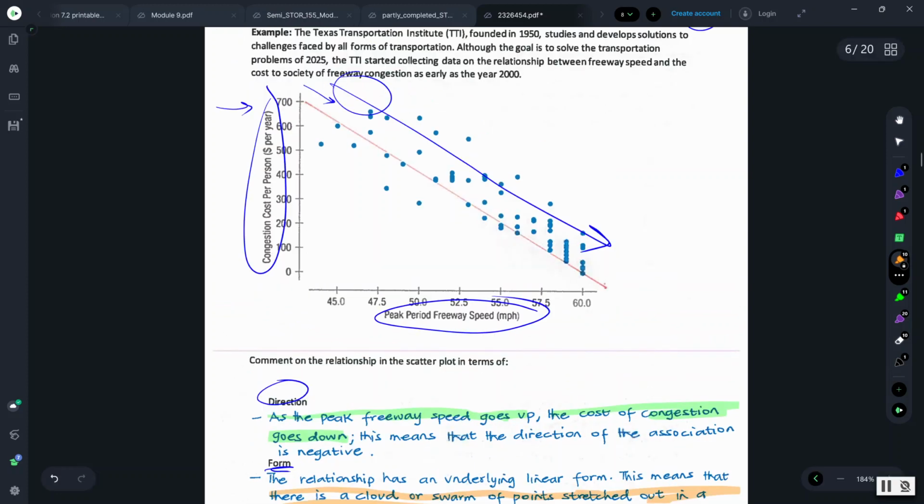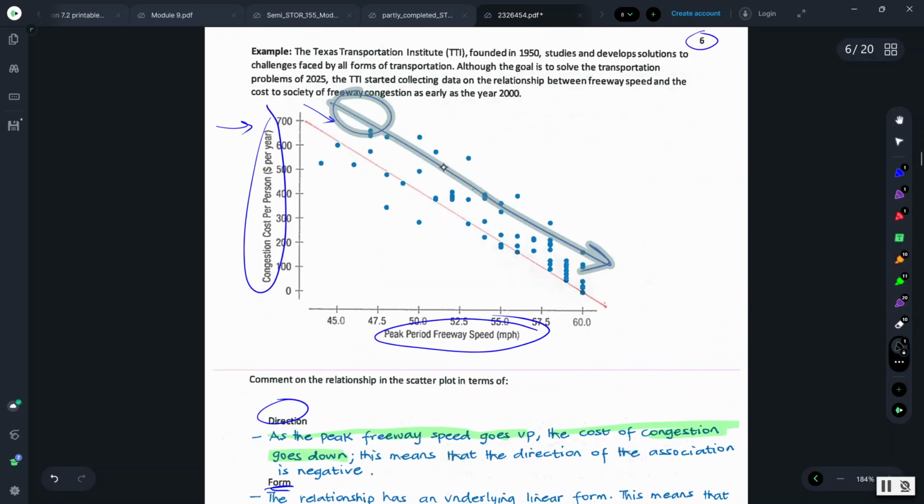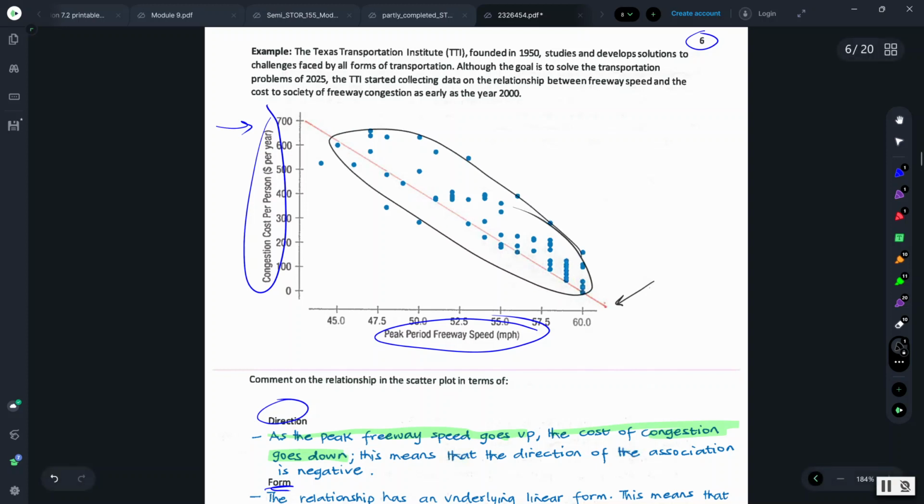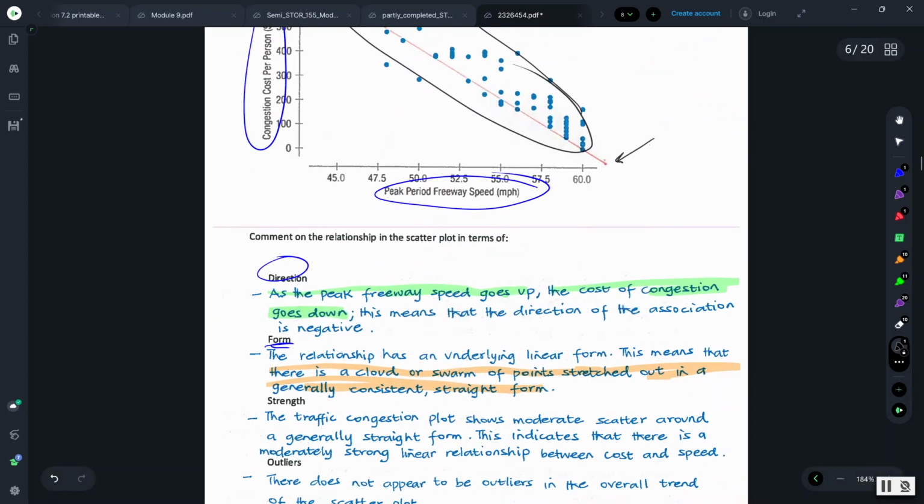What do you think if you look at this? If we assume that this red line right here captures most of the points, the general trend, do you think that most of these points are reasonably close to the line? Again, that is subjective. For me, I would say that based on strength, the traffic congestion plot shows moderate scatter around a generally straight, linear form of relationship. And this indicates that there is a moderately strong linear relationship between cost and speed.